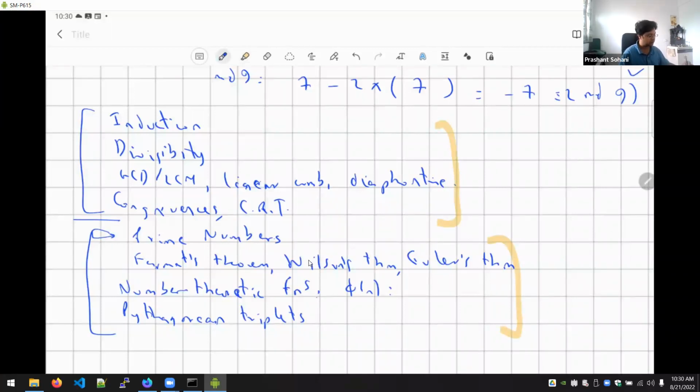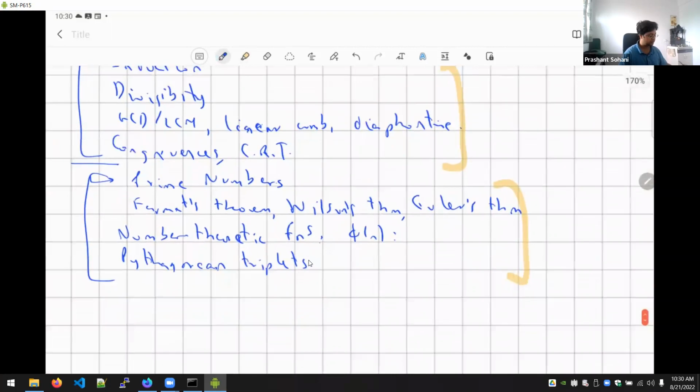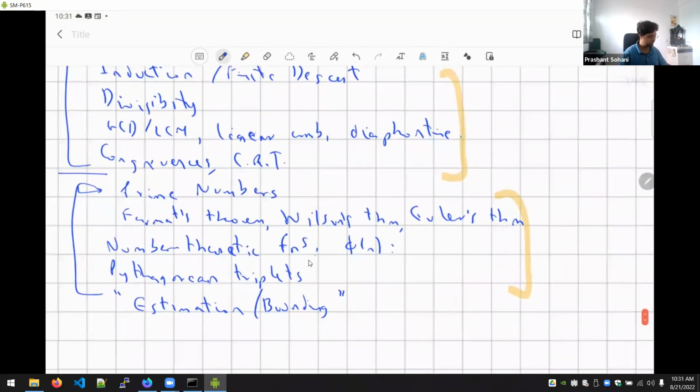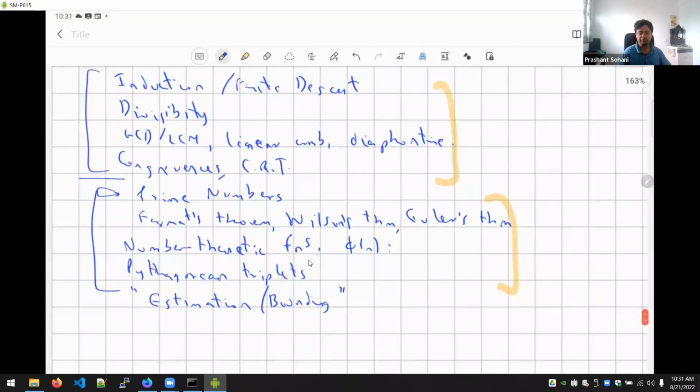Along with these, there are some other techniques, such as, for example, a very common idea called estimation or bounding. The idea is simple: you try to put some limits on what can be the smallest or largest solution, and that gives you a scope of how much trial and error you need to do. So to limit how much trial and error is required, you can use some kind of estimation technique. The induction, I think we already talked about. Finite descent is another technique which is closely related to this, which can be useful. And a few other things which we will discover as we do some problems.